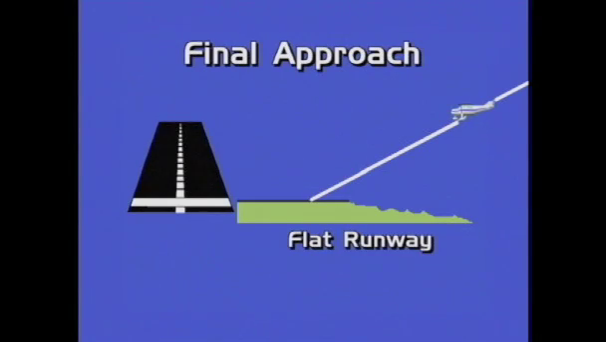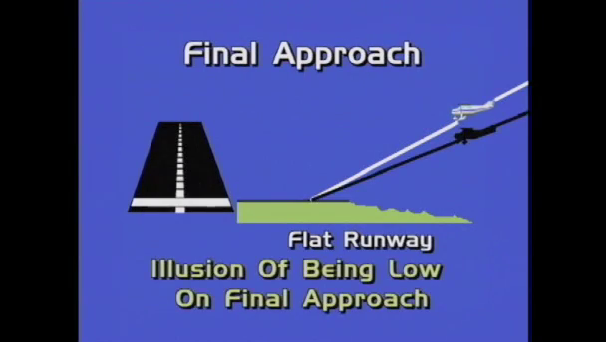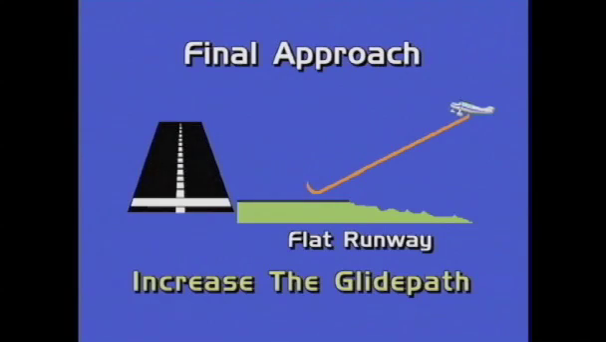With an upsloping terrain and a flat runway, you may have an illusion of being low on final approach. If you believe the illusion, you may respond by pulling the nose up to increase the glide path, which may result in a low-altitude stall or a missed approach.